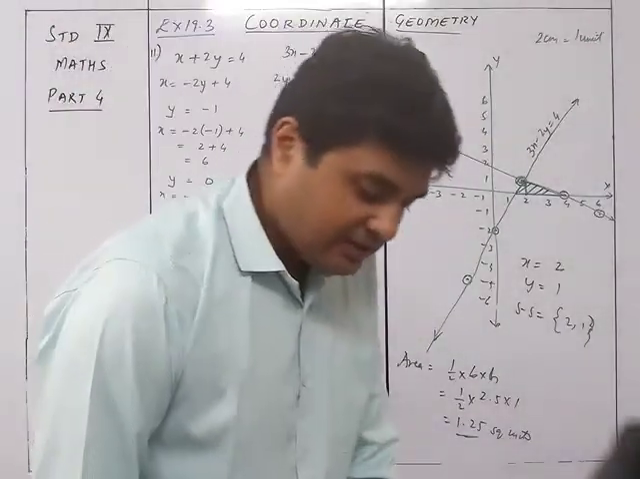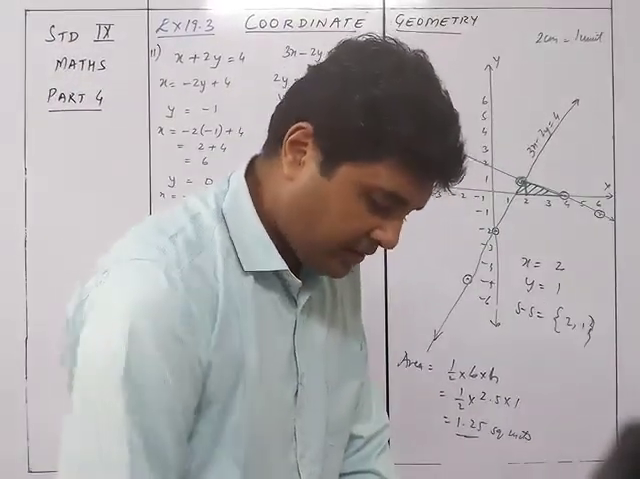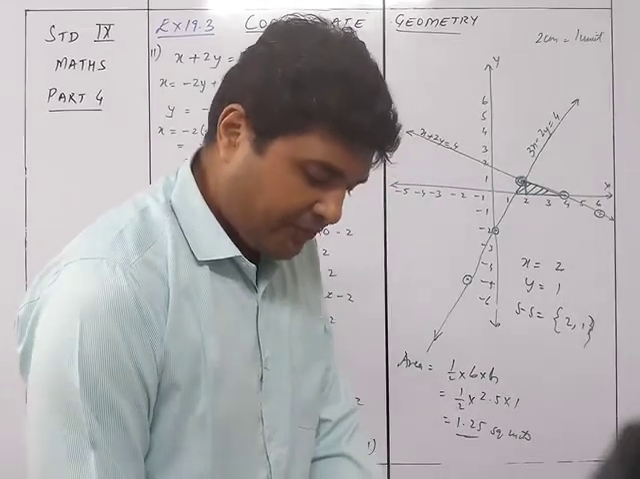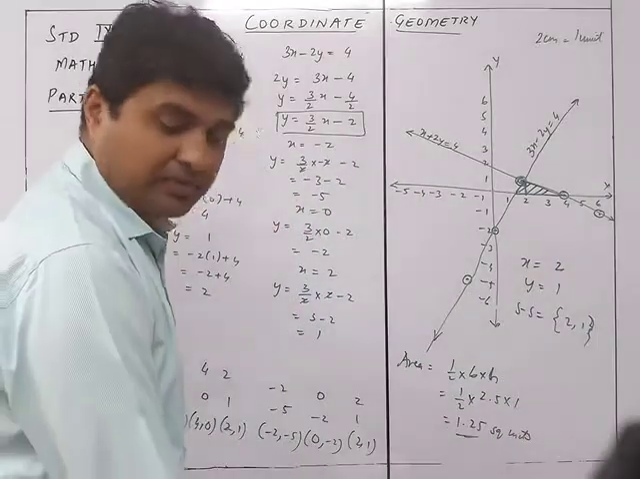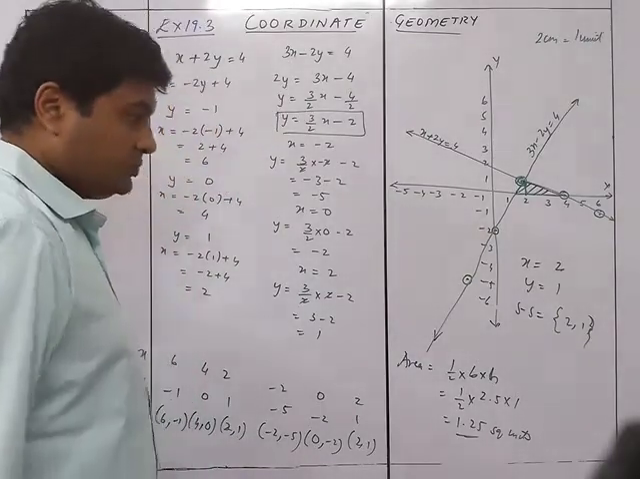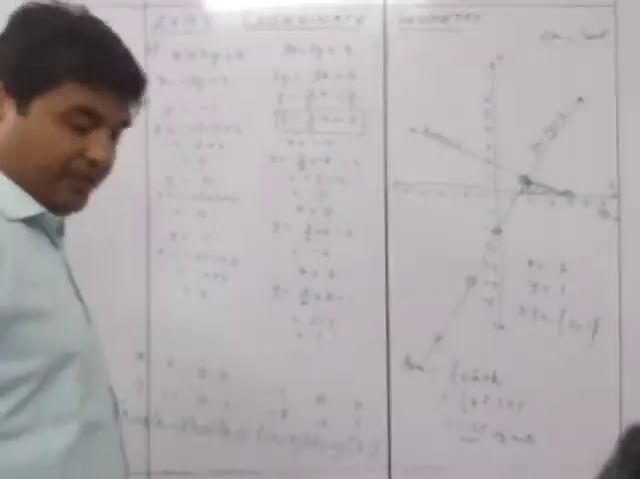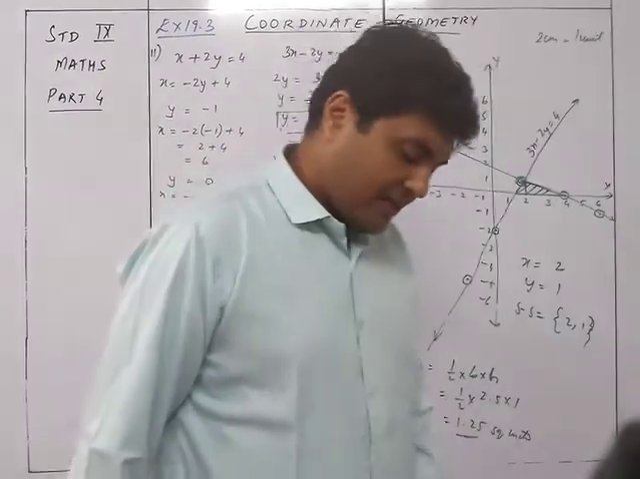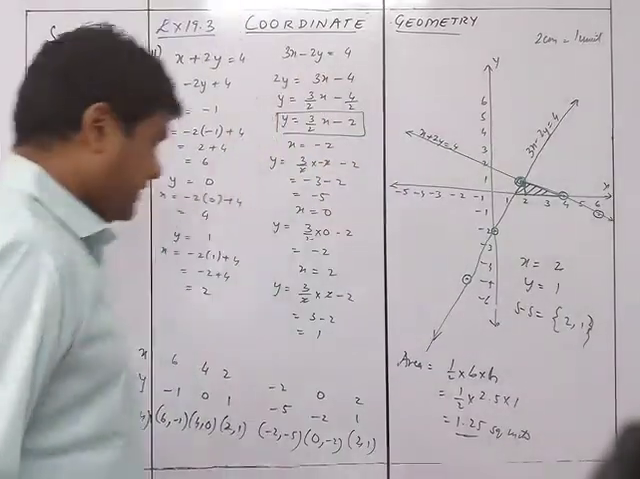You can check the answer. So this is an approximate answer. The answer for sum number 11 will be 4 upon 3. That's right, approximately the same thing. So 4 upon 3 square units. So that's the answer for sum number 11. We now move on to the last sum of the exercise, sum number 13.